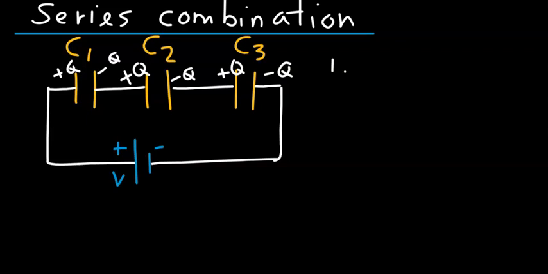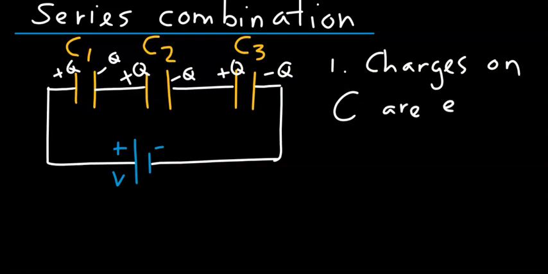So property 1 of series combination is that charges on capacitors connected in series are equal. That's property 1.